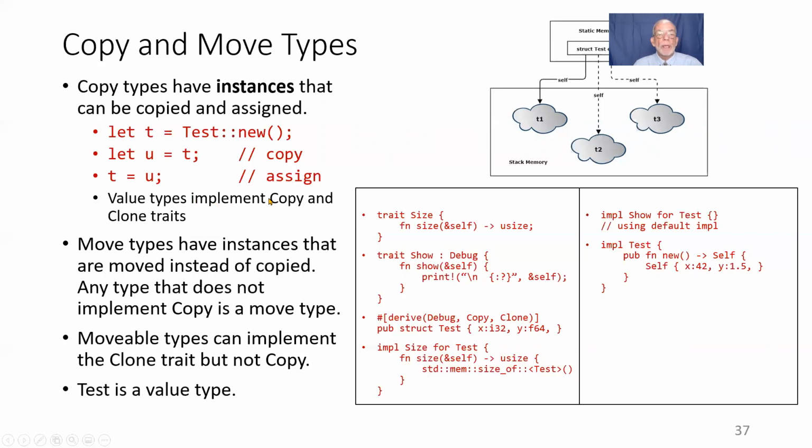So value types implement copy and clone traits. Move types have instances that are moved instead of copied. Any type that doesn't implement copy is a move type, and the compiler won't let me implement copy for types that are non-blittable. Movable types can implement clone if I want to. So here, this happens to be a move type. I'm sorry, this happens to be a copy type.